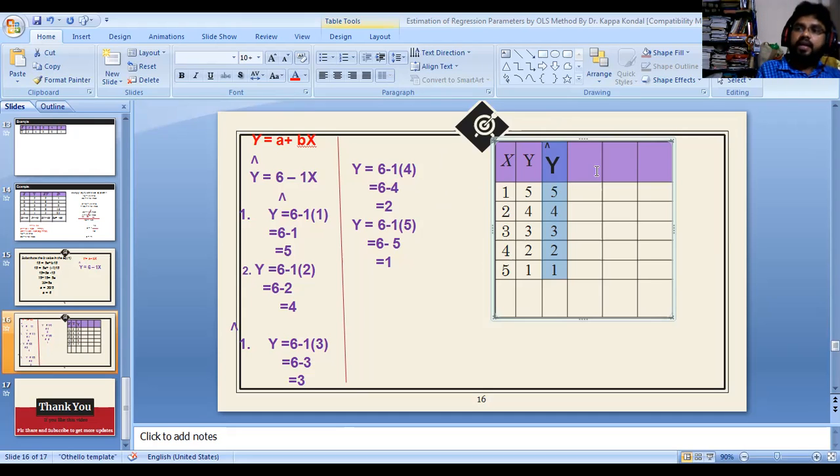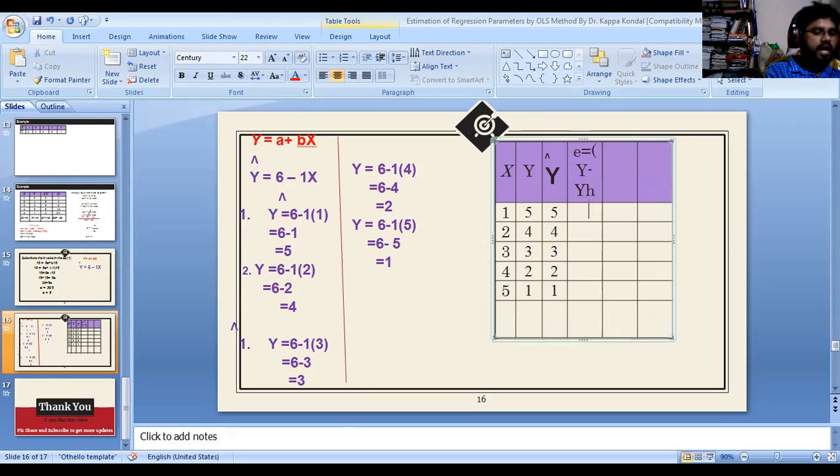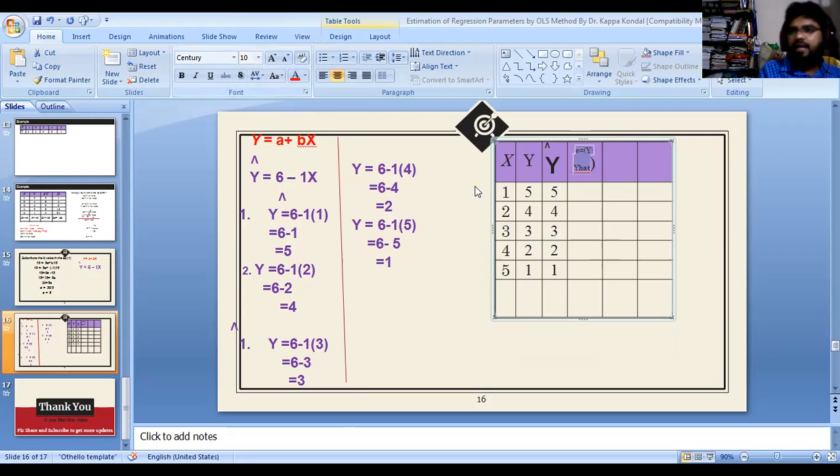Error is indicated with e or epsilon, and it is equal to y minus y hat. I'm not able to write y hat here properly, so don't bother about it. That is the error.